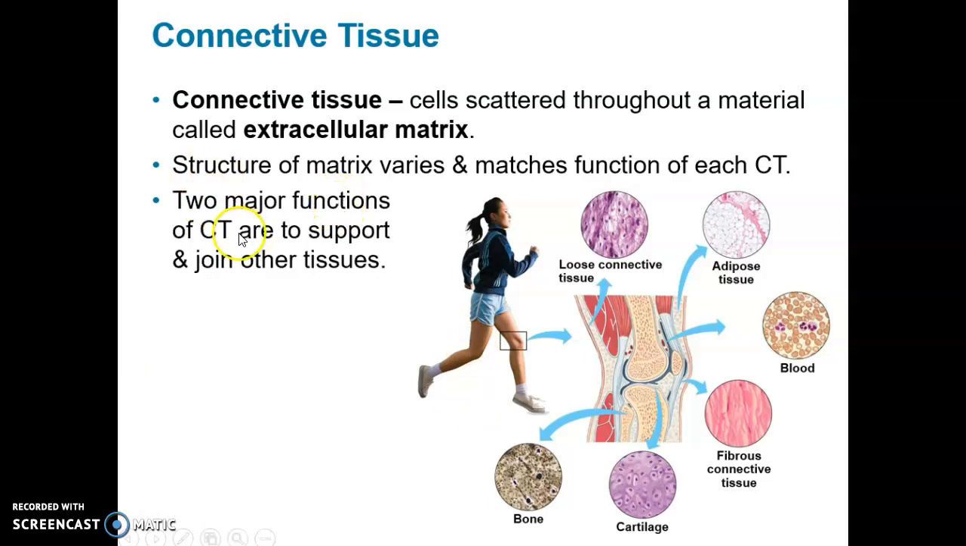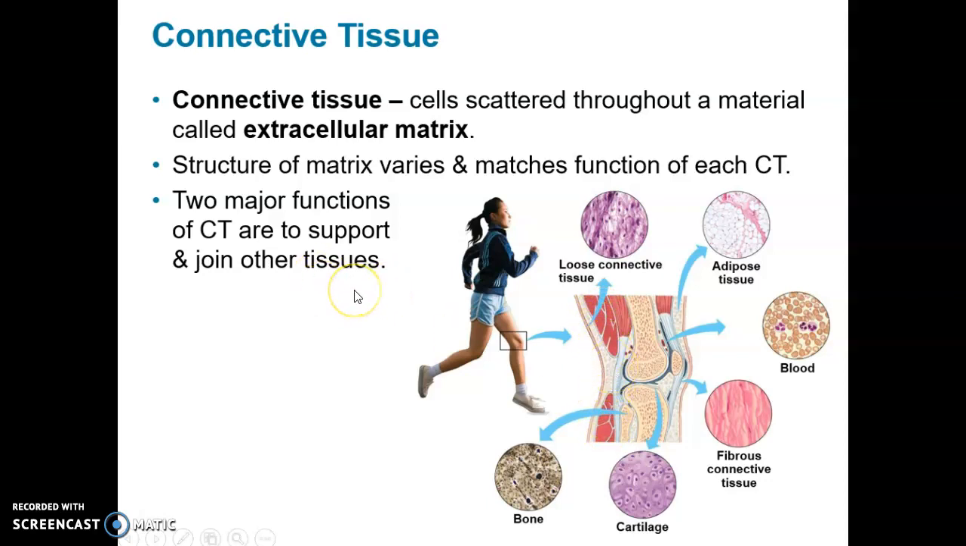So two major functions of connective tissue are to support, think of bone, and to join other tissues, think of ligaments and tendons. For example, here in the knee joint, the joint is held together by ligaments and tendons that help bind the joint together and support it. And then there's muscle, which is attached to the bone through connective tissue. And the overlying skin is connected to the underlying muscle, loosely, but it is connected by connective tissue.